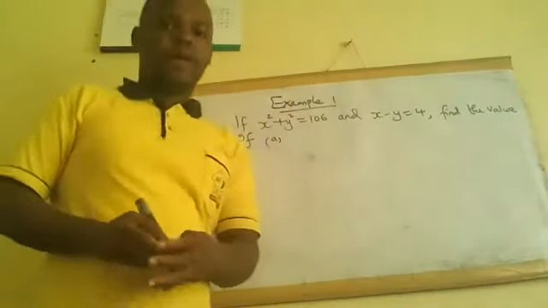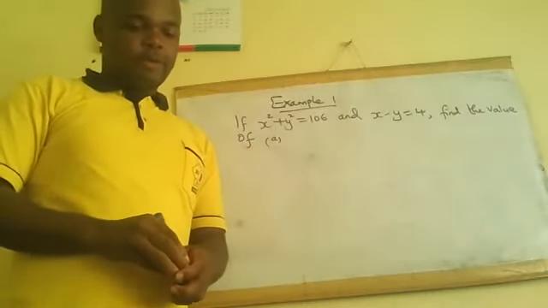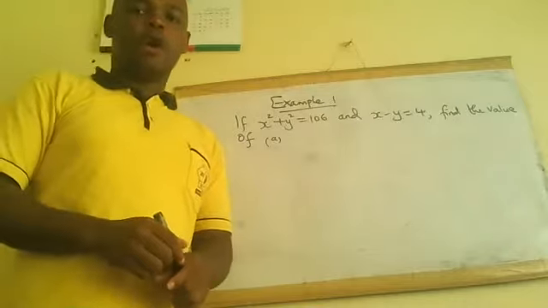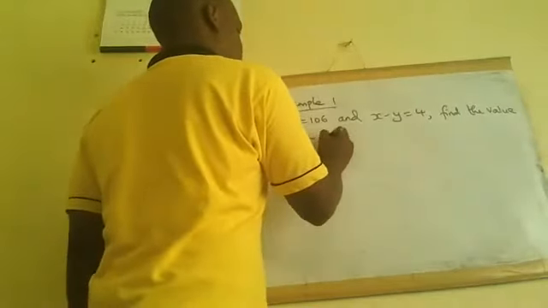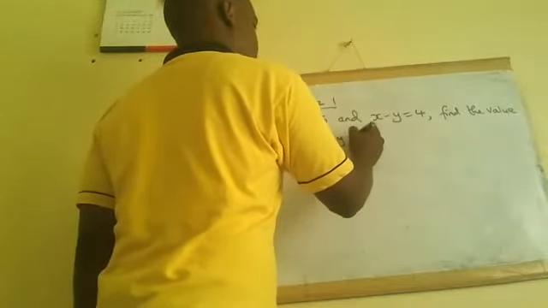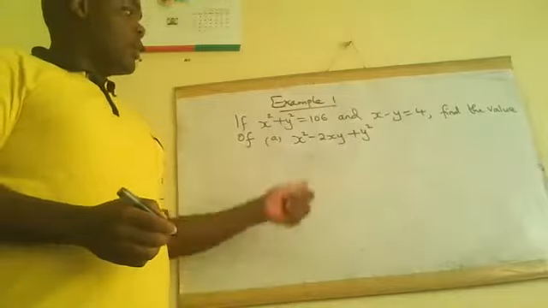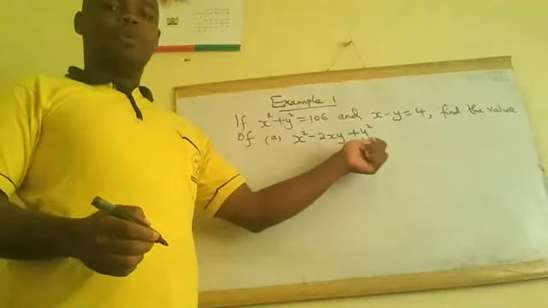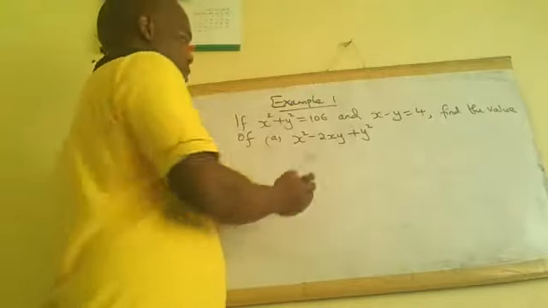If x squared plus y squared is equal to 106 and x minus y is equal to 4, find the value of x squared minus 2xy plus y squared. So you can factorize that. Let us just factorize that.